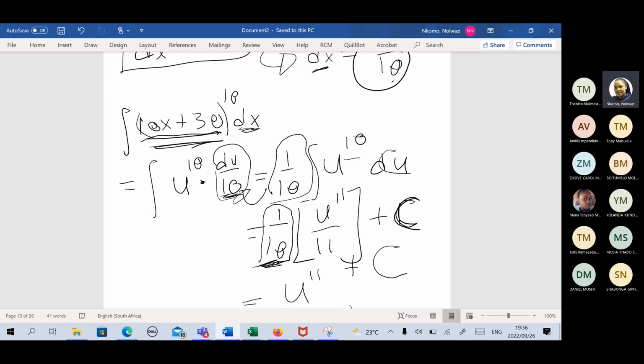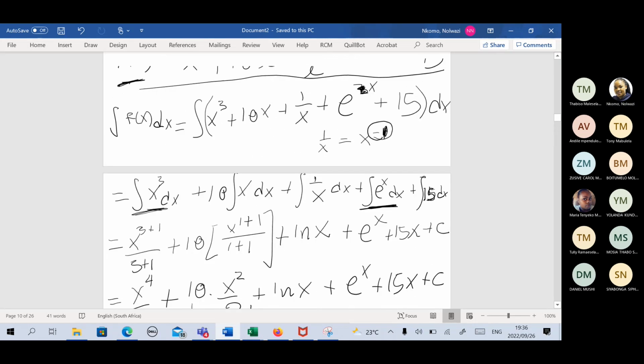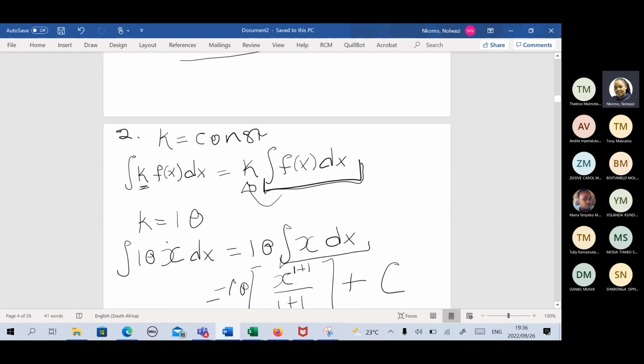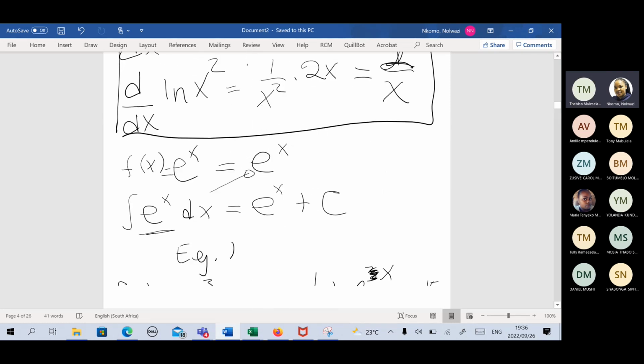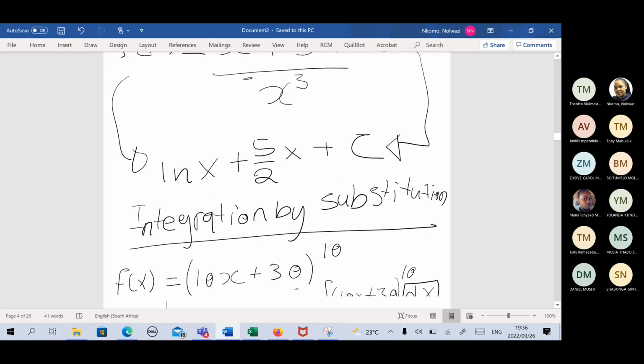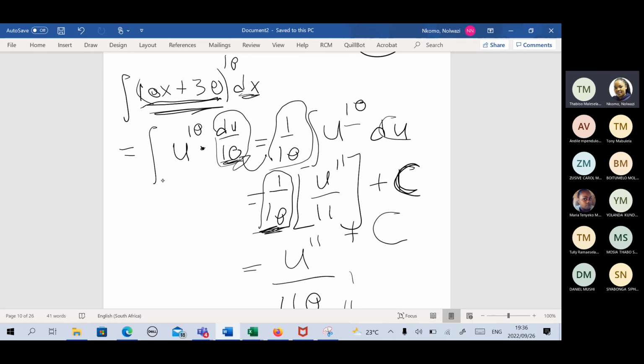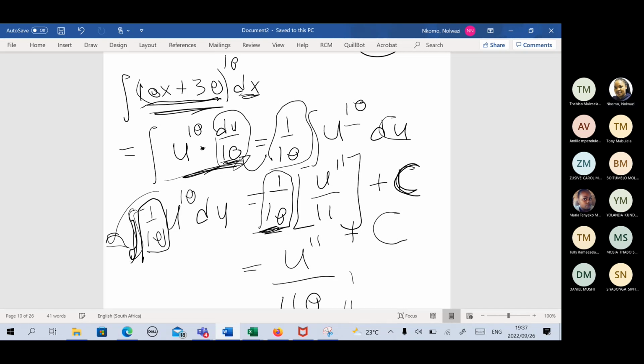Because we were using, I think it's rule 2. Was it rule 2? Where I said you can take out the constant outside the integral. Yeah, it's rule 2. If you're integrating a constant times a function, you can take out that constant outside the integral sign. And our constant in this case was 1 over 10. This is the same thing as 1 over 10 times u to the power 10 du. And then I took this outside the integral sign. Okay, thank you.